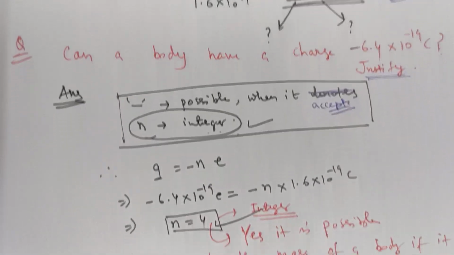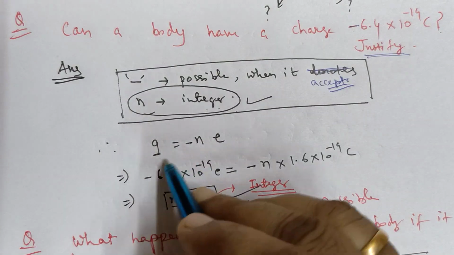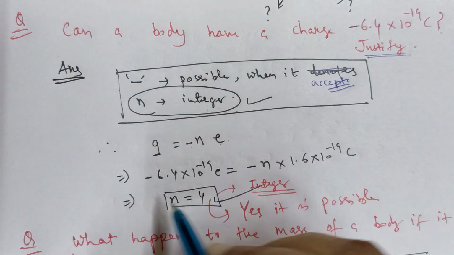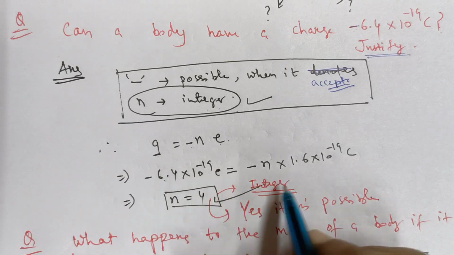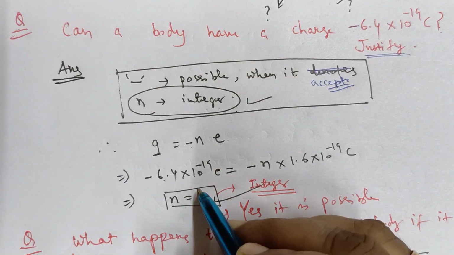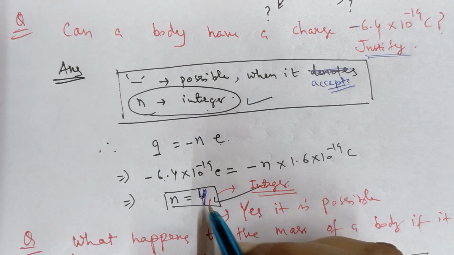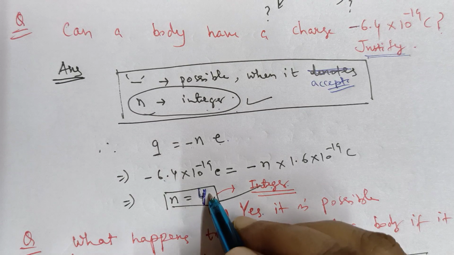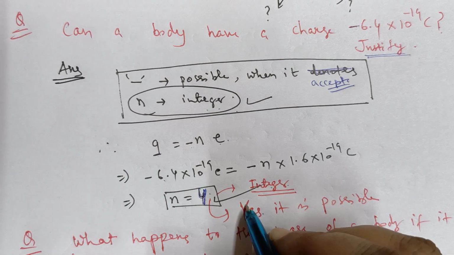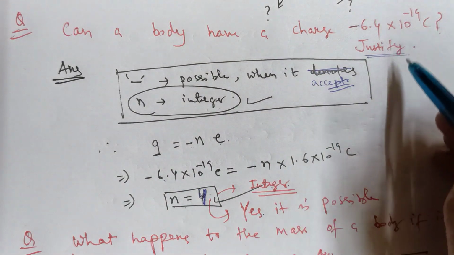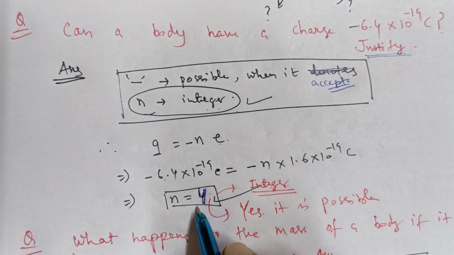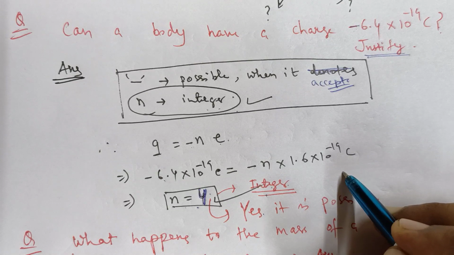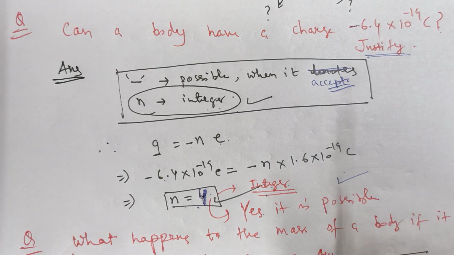How can you check that charge is quantized? Use the formula Q is minus Ne, because Q is minus here. Put the value of Q here and you get that N is 4. N is 4 means there is no doubt. 4 is an integer, so it is possible. If in this question N were 4.2, then you would say that this is impossible. So when you check this type of question, you find N. If N is a pure integer, then that charge can exist. Yes, in this problem, it is possible.